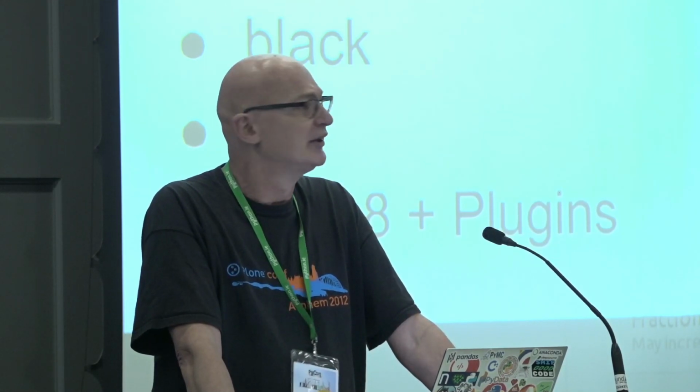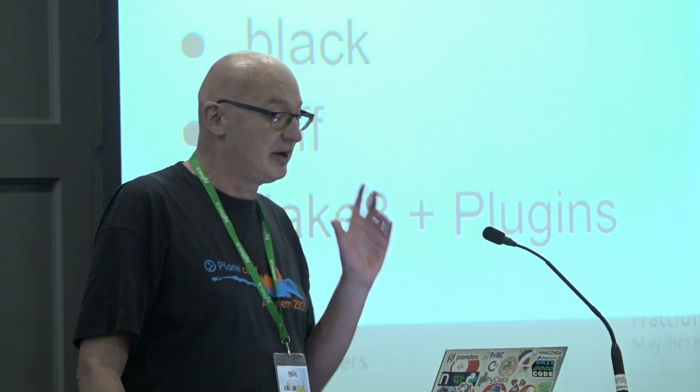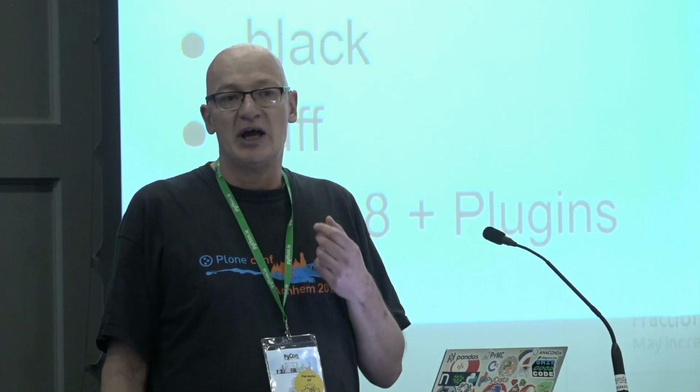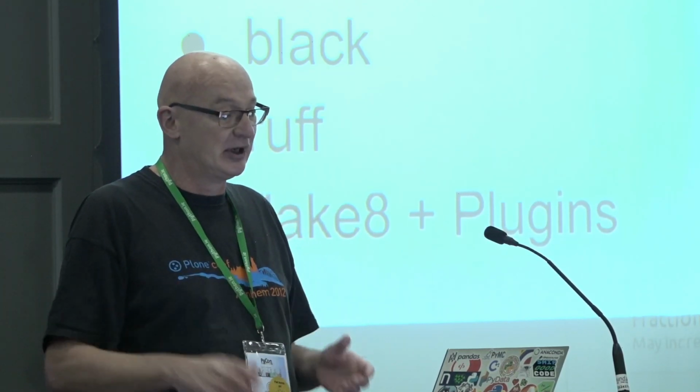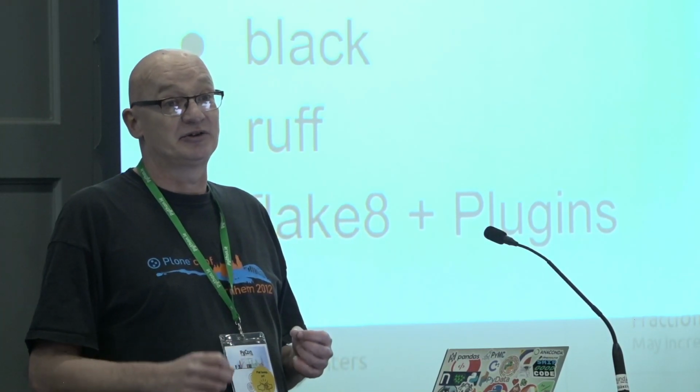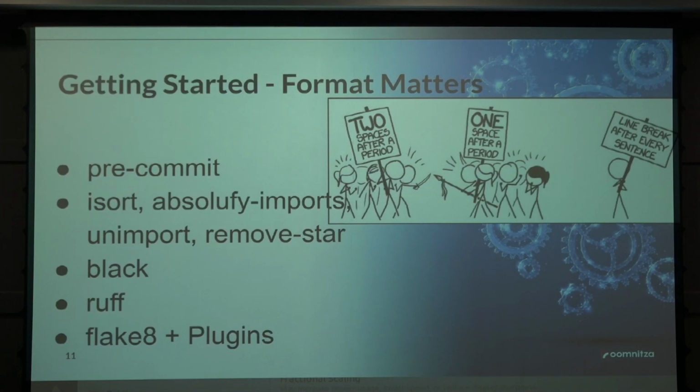And then Ruff, has anybody heard of Ruff yet? Okay, a few people. Ruff is pretty much Flake8 re-implemented in Rust. And it does a superset of a subset of Flake8, and it does it lightning fast. So it's one to two orders of magnitude faster to check your Python code. But on the other hand, it doesn't have all the nice plugins Flake8 has.